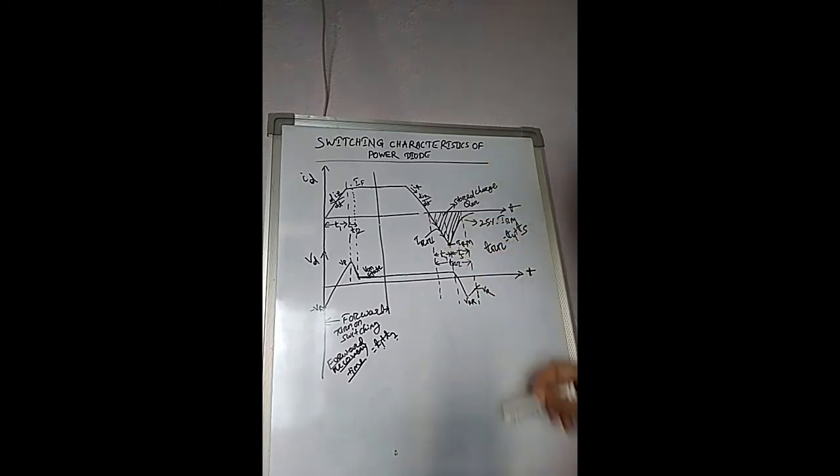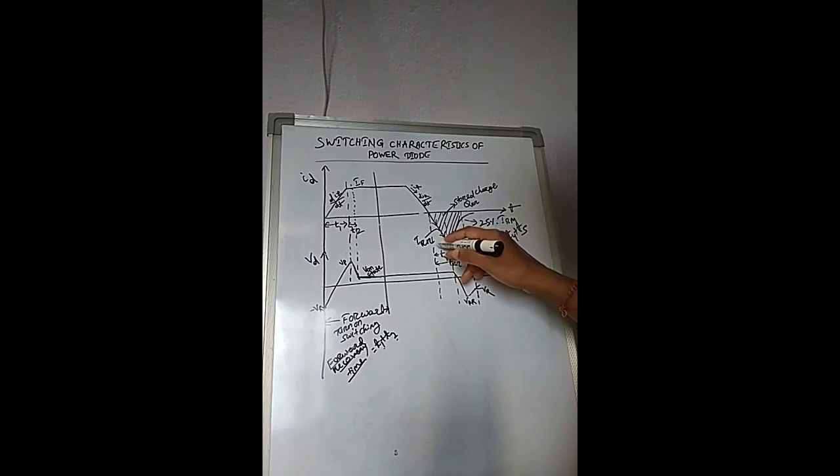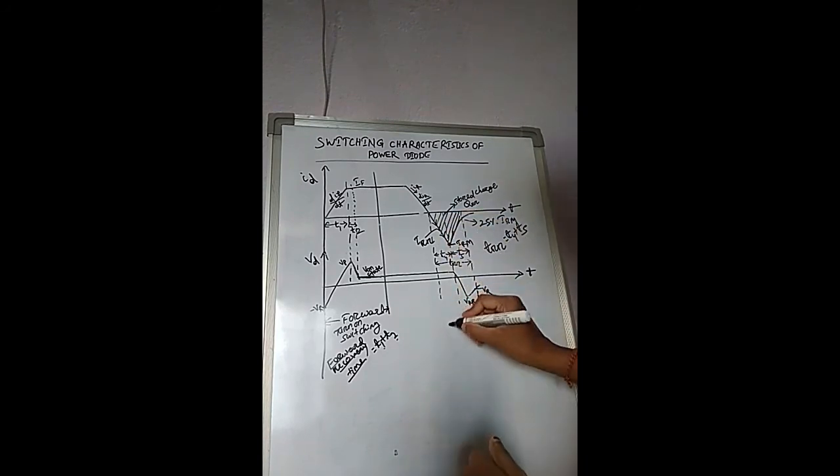Understood? So what happens during time t5? During t5, charge from the two semiconductor layers is removed. This shaded area represents the stored charge, QRR, and this QRR must be removed during the reverse recovery time, TRR. Here t5 by t4 is represented as the softness factor.